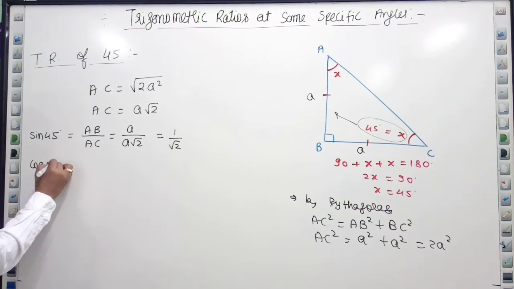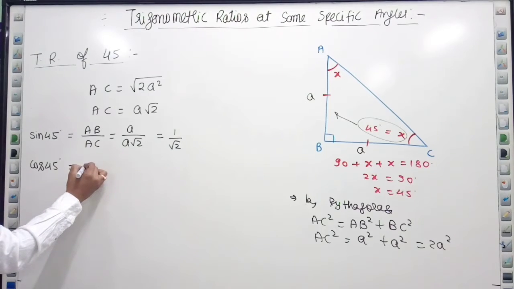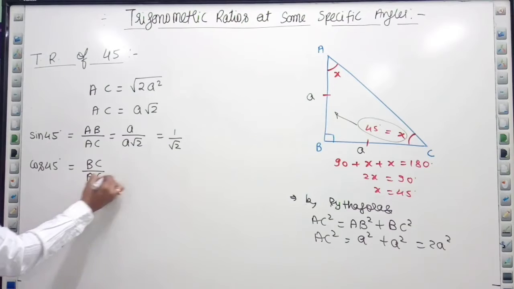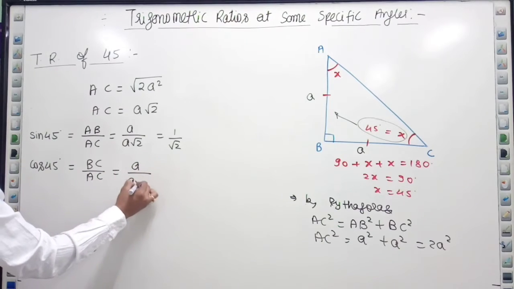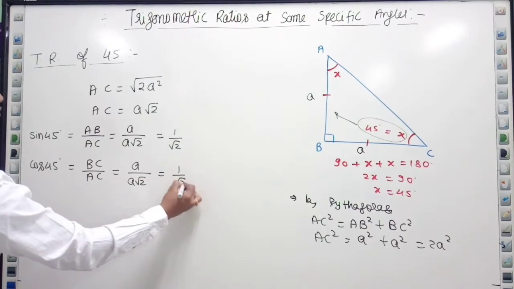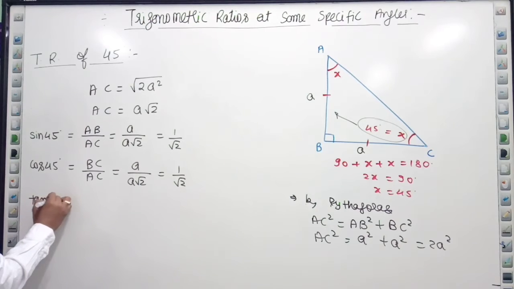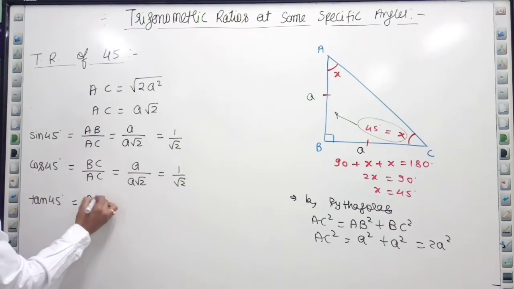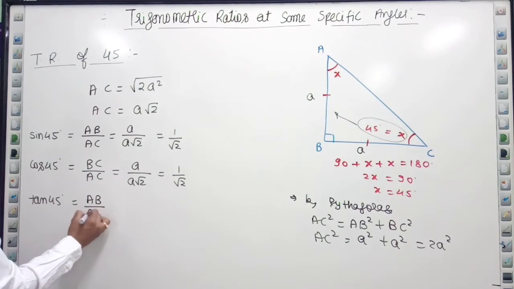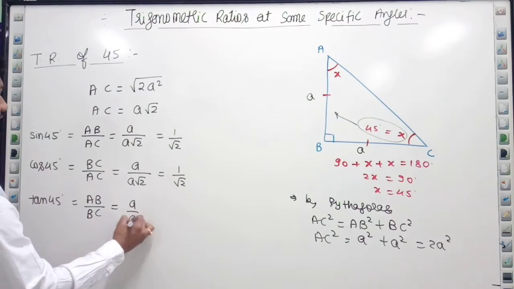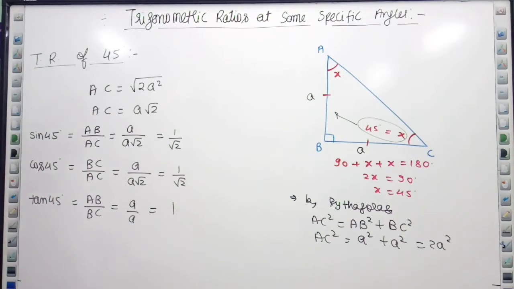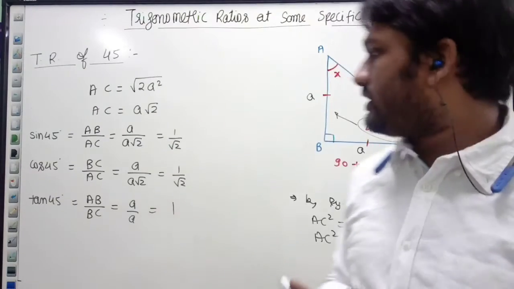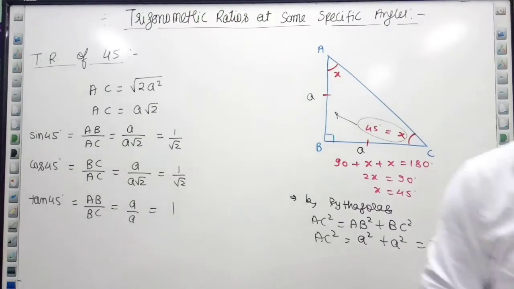Cos 45 is base upon hypotenuse, BC upon AC. BC is A upon A root 2, that is 1 by root 2. And tan 45 is perpendicular upon base. Perpendicular is AB, base is BC, A upon A is equal to 1. Similarly, we can find for sec, cosec and cot 45 degree.